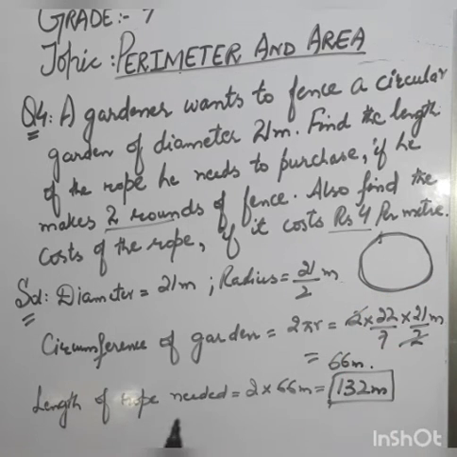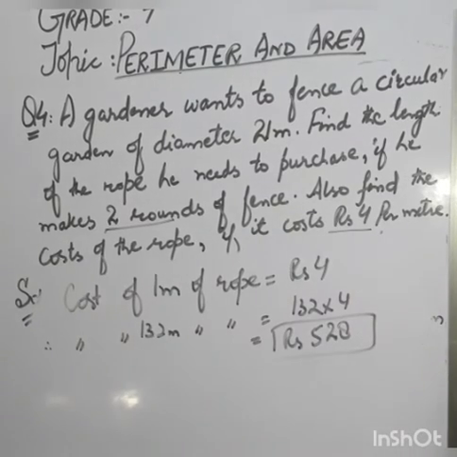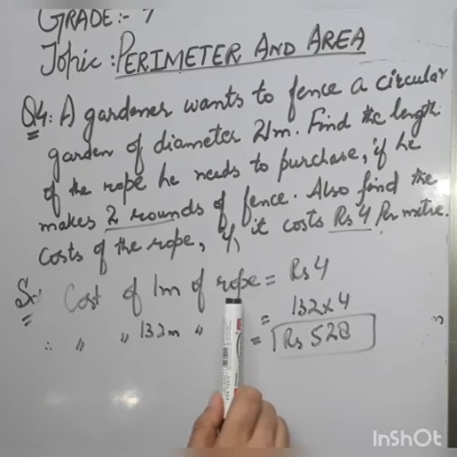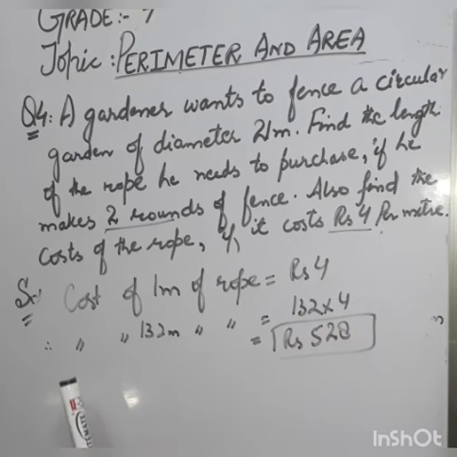It means length of the rope needed should be this 66 meter multiplied by 2, that is 132 meters of rope he needs. Clear? Now cost of 1 meter of rope is equal to ₹4. So it means cost of 132 meters of rope is equal to 132 into 4, that is ₹528. Clear?